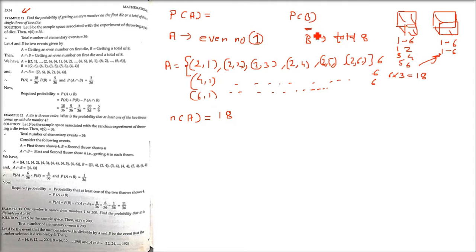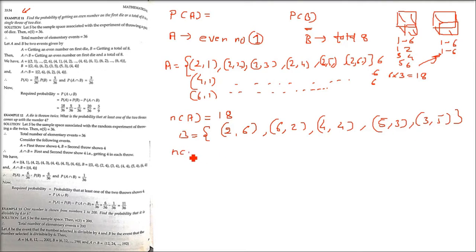The next one is B. Now the total should be 8 if you take both these dice. We have already seen this in the earlier discussions. The B event will be when 2 comes in the first and 6 in the second, when 6 comes in the first and 2 in the second, when 4 comes in both the dice, and when 3 comes in the first one and 5 in the second one, and vice versa. All these combinations are the favorable events. How many are there? 5.